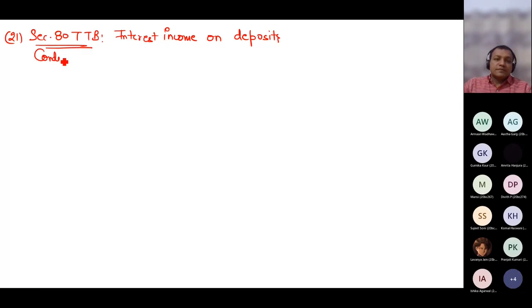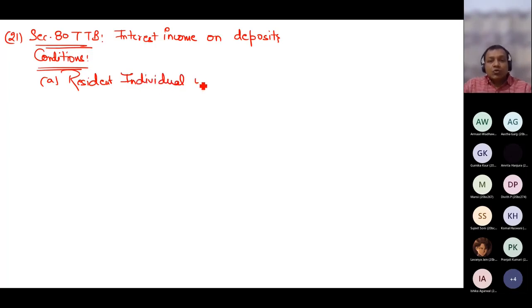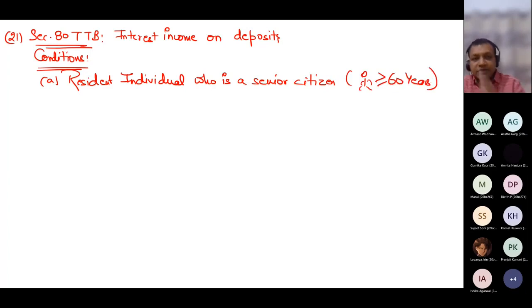Now, what are the conditions? That you are a resident individual, since in 80TTA I have excluded the resident individual who is a senior citizen. If I am saying senior citizen, that means age 60 or more. Age can be 60, 70, 80, 90, 100, doesn't matter, but you must be a person having at least 60 years. And you must be a resident. You are having interest income.